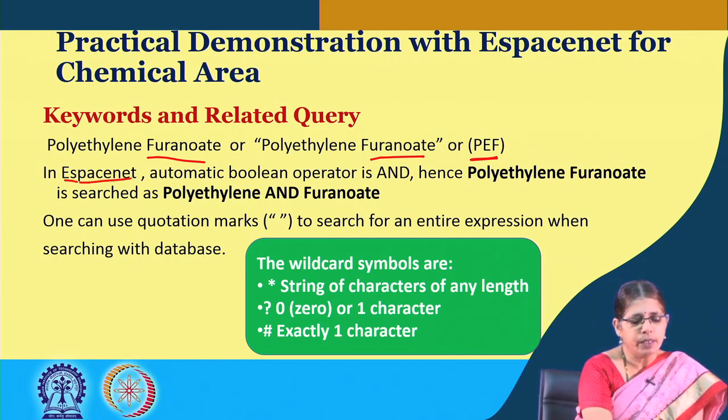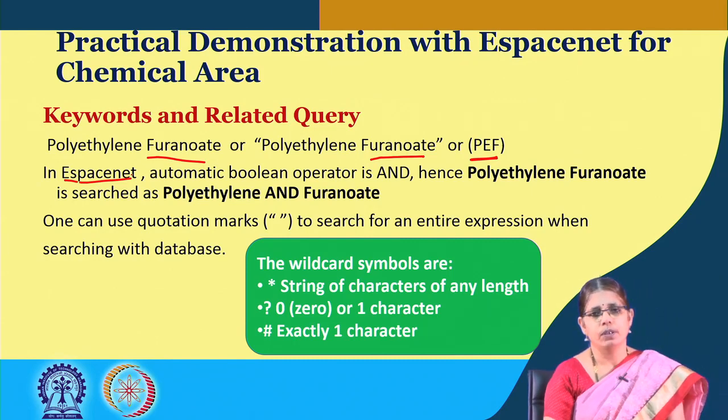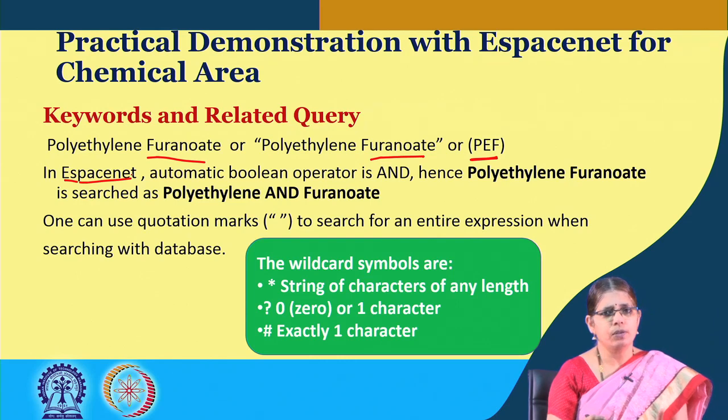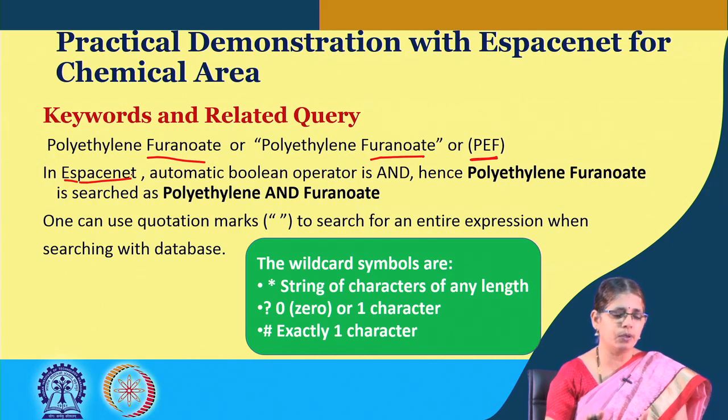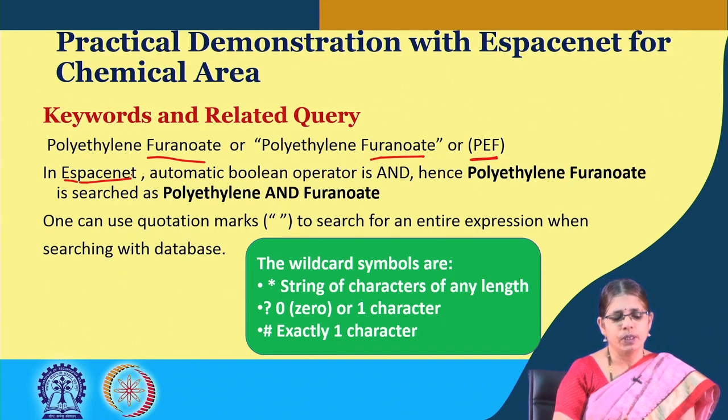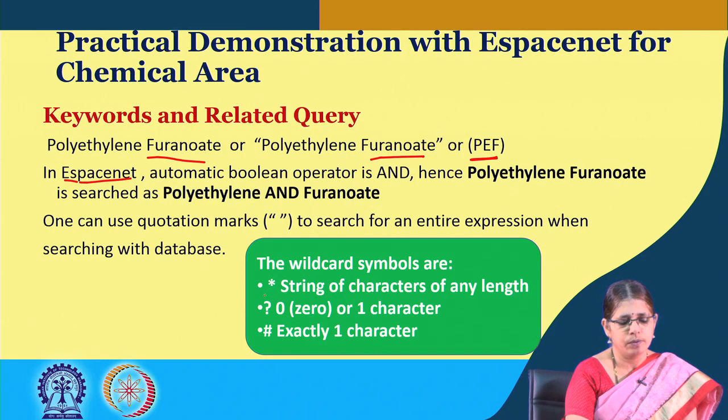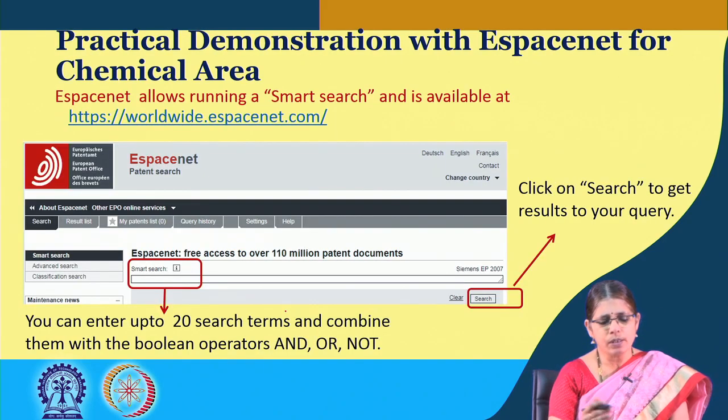Now, if you are looking at Espacenet and looking at a search, one can also simply give the words polyethylene furanoate. So, what does it do? It has an automatic Boolean operator as AND. So, it would combine them and provide you the search hits. Another good way of searching would be to use different wildcard symbols, which provide a string of characters. You could use the hashtag or the question mark, which provide other kinds of wildcards, and search in the database.